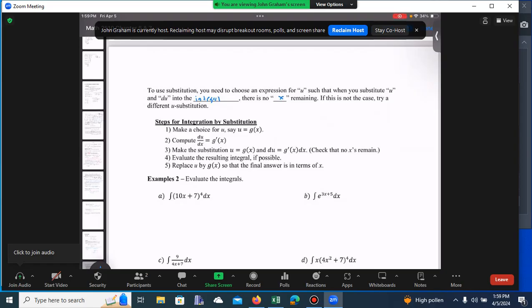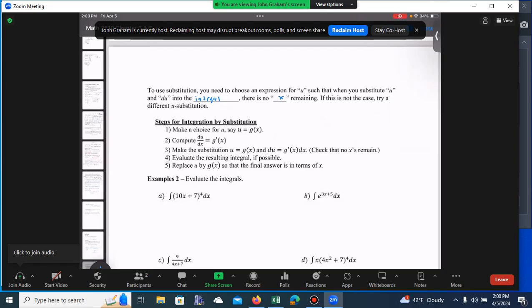All right, so the steps, and it's kind of a general set of steps. You make a choice for u. That's one of the hardest parts, because you have to figure out what would work. You find du dx. Then you want to make sure you also solve for du, so you want to know what your du is supposed to equal. Sometimes that's not hard. Sometimes that is a little bit harder.